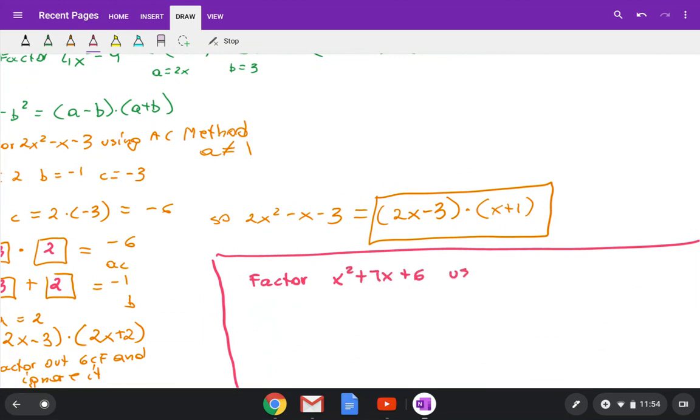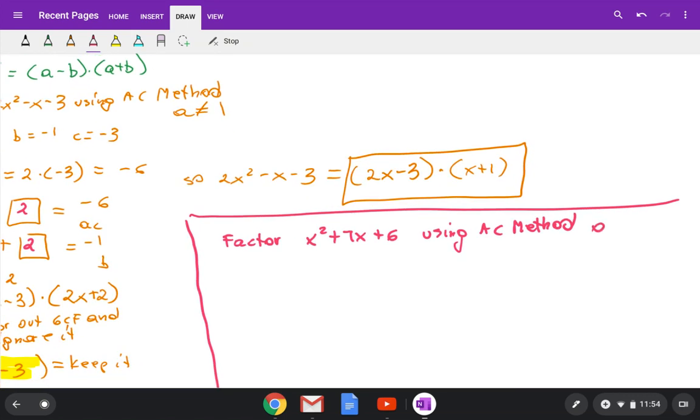The same thing using the AC method. Here we have an easy case because a is equal to 1, so we don't worry about finding the GCF and factoring out the GCF. So a is equal to 1, b is equal to 7, c is equal to 6. a times c is equal to 1 times 6, which is 6.